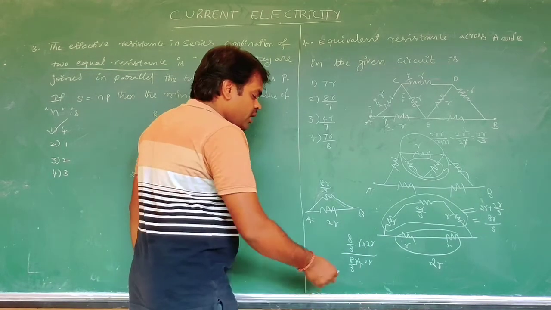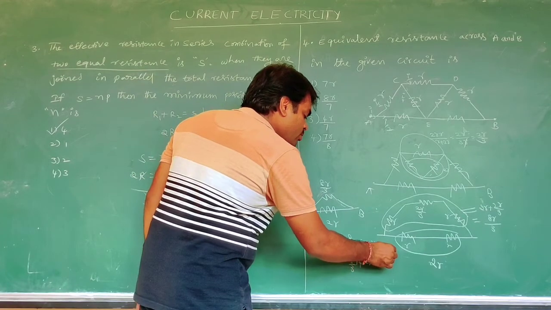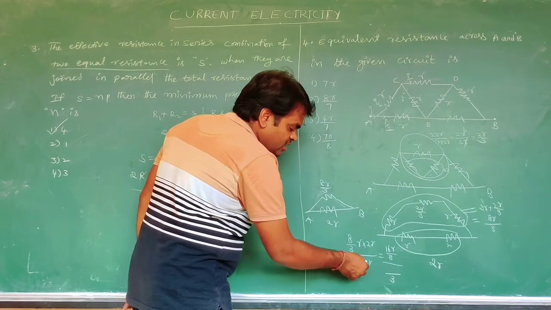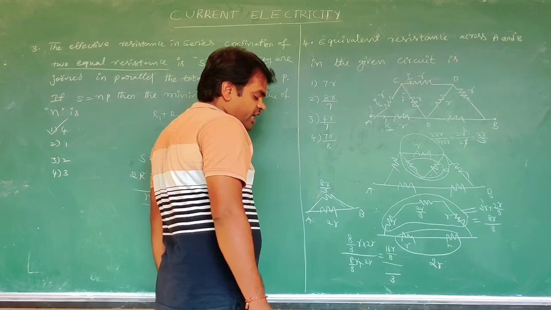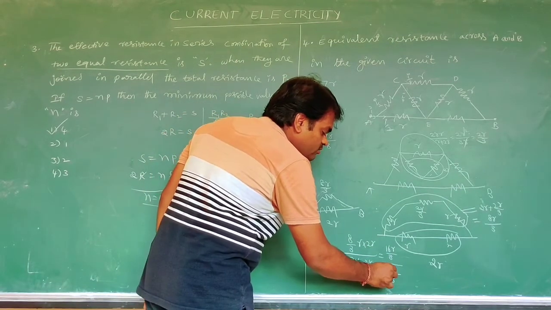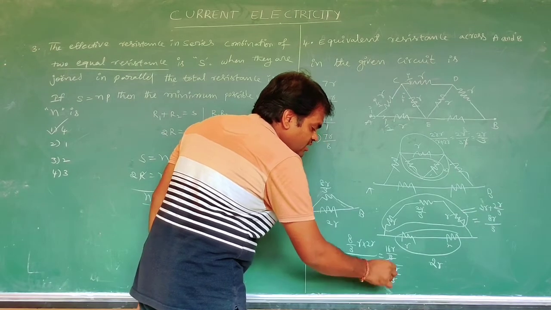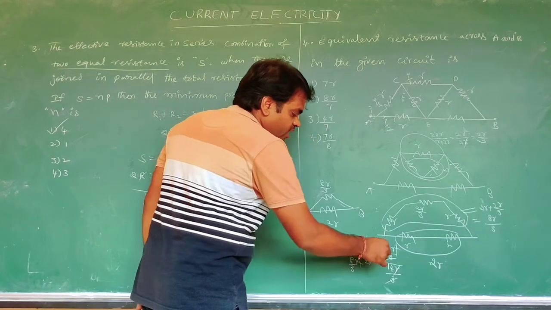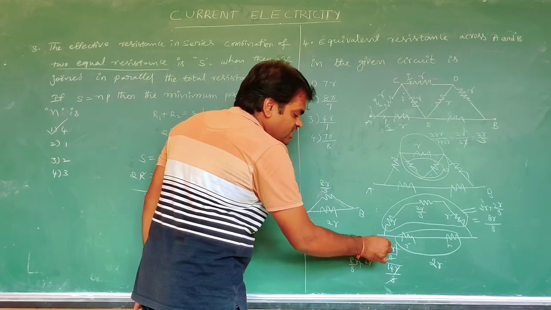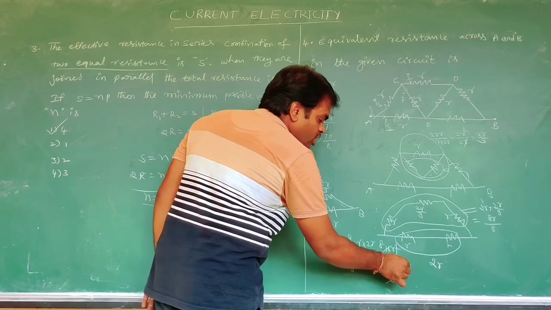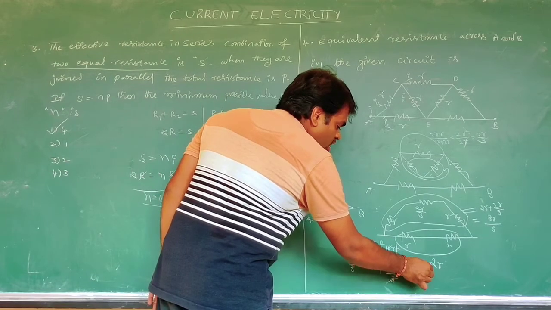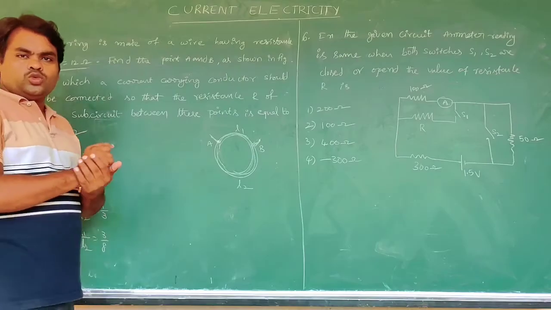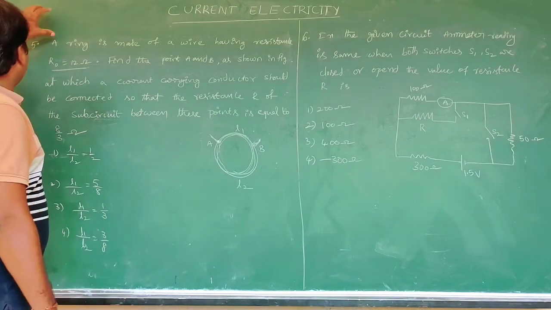Then 16R by 3, take LCM 3. Then what? 6 plus 8, 14R. 3 cancels. Here R square. R cancels. Then here 8 by 7, there. Then what do you get? 8 by 7R. 8 by 7R. Now we are going to discuss the fifth one.